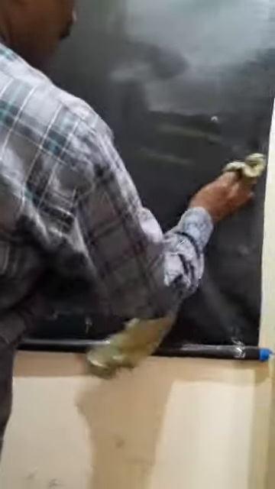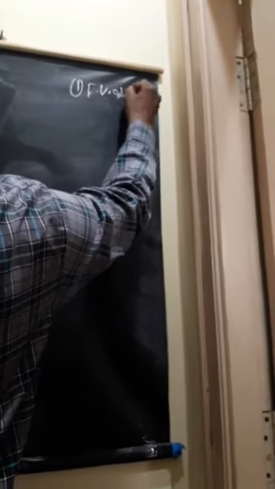So let me draw. Step number 1 is to draw the front view and top view of the given problem. That means you have to draw the projections of the solid in simple position. Got it or not? Stage 1 you have to draw.